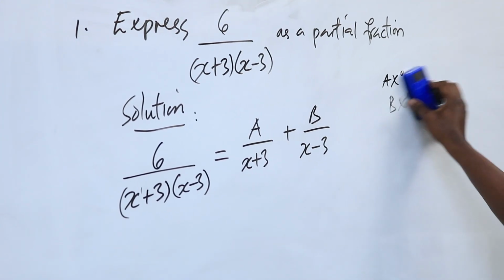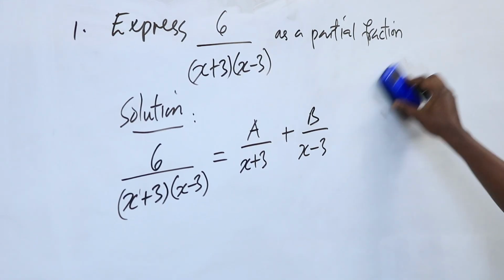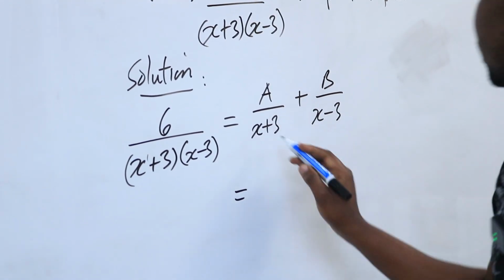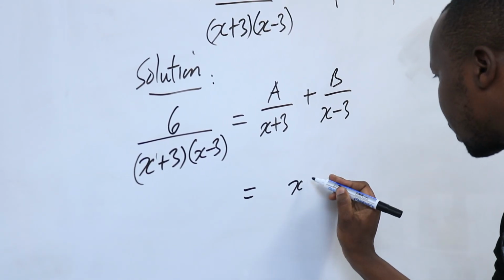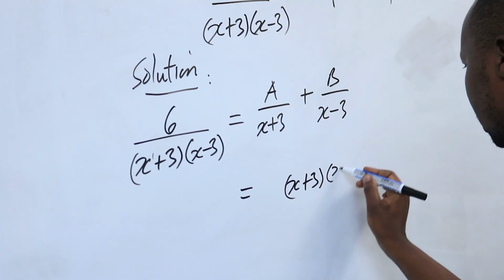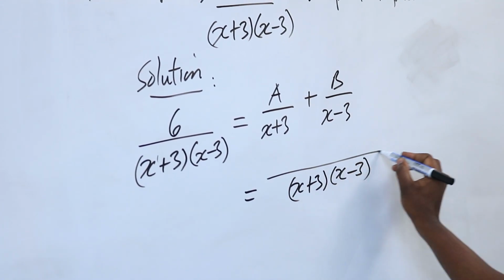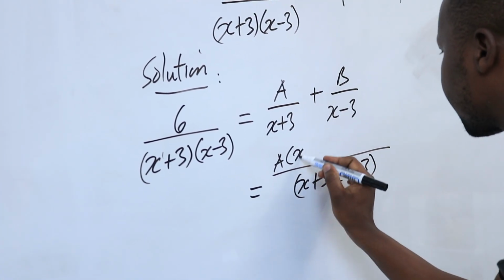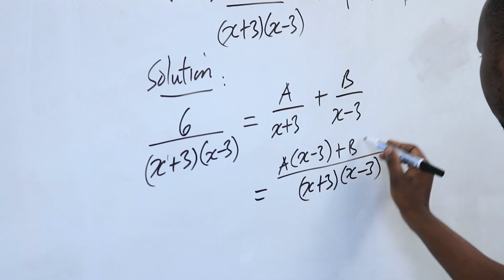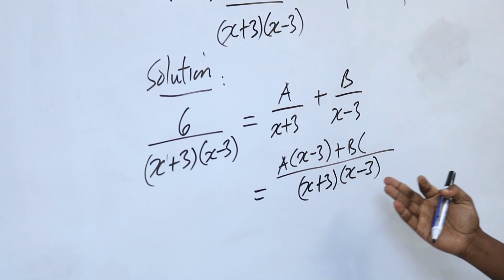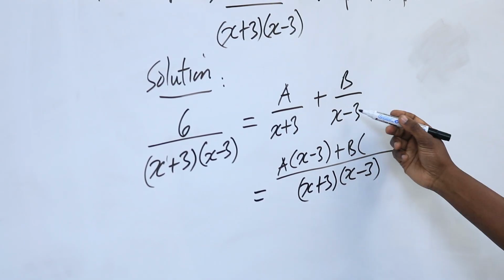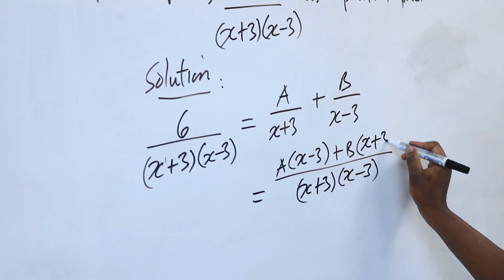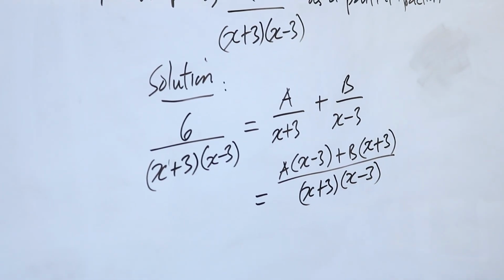Now from there, we are going to deal with the right-hand side. Here we find the LCM, that is our denominator expression, (x plus 3)(x minus 3). Then this divided by this, we get A, we times x minus 3, we plus B times. Now the whole product expression divided by x minus 3, this goes. So it remains x plus 3 times B. So that is how we get it.